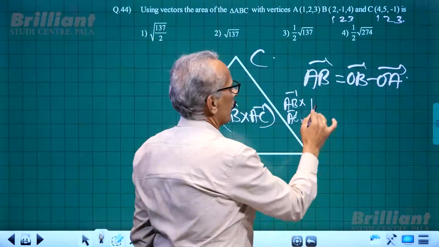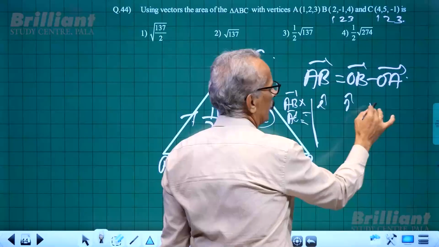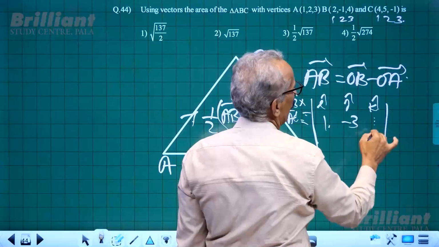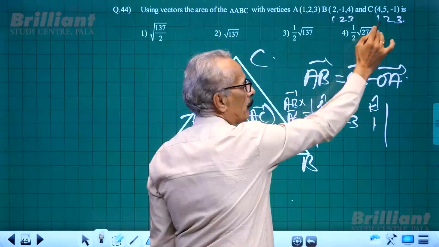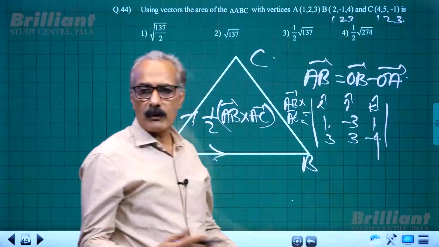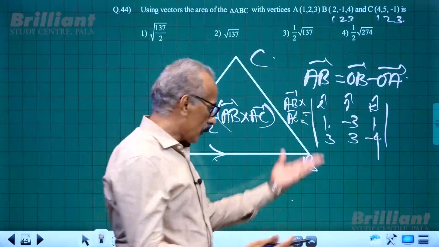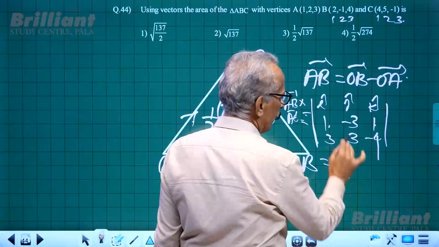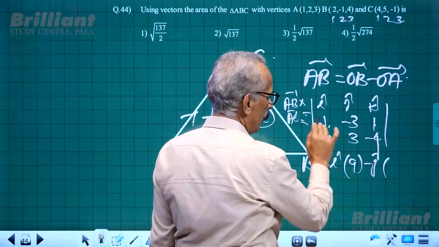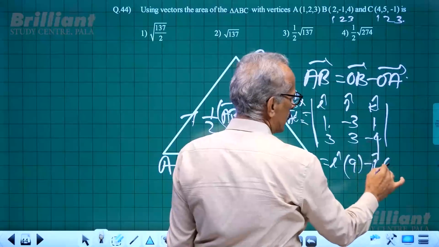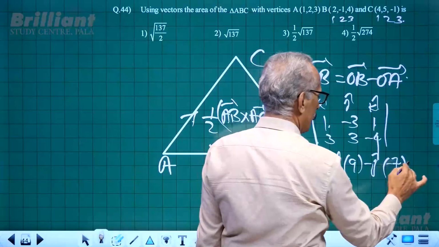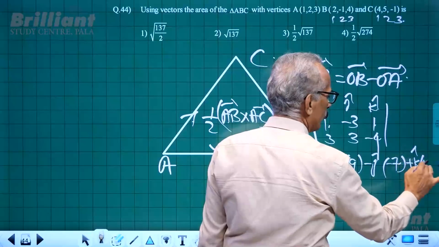So first of all, the determinant is i, j, k. Then 2 minus 1, 1. Minus 1 minus 2, minus 3. 4 minus 3, 1. Then below, 4 minus 1, that is 3. 5 minus 2, that is 3. Minus 1 minus 3, minus 4. That's your AB cross AC. You calculate. So this is i into 12 minus 3, 9. Minus j into minus 4 minus 3, that is minus 7. K into 3 plus 9, that is plus k into 12.